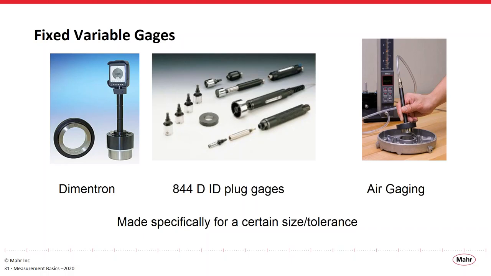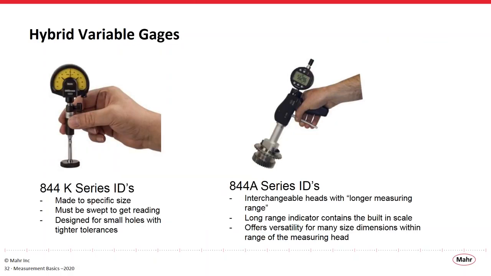So here are some examples of fixed variable gauges: mechanical plug gauges, air gauging. They're all made specifically for a certain size and a certain tolerance, but give you the fastest and best results. Then we can get into some hybrids, maybe some gauges that have relatively long range, but you have to use some care with them. Tri-bore gauges have a lot of measuring range, and this is kind of a hybrid, but in the right application, they can give you some very good results.